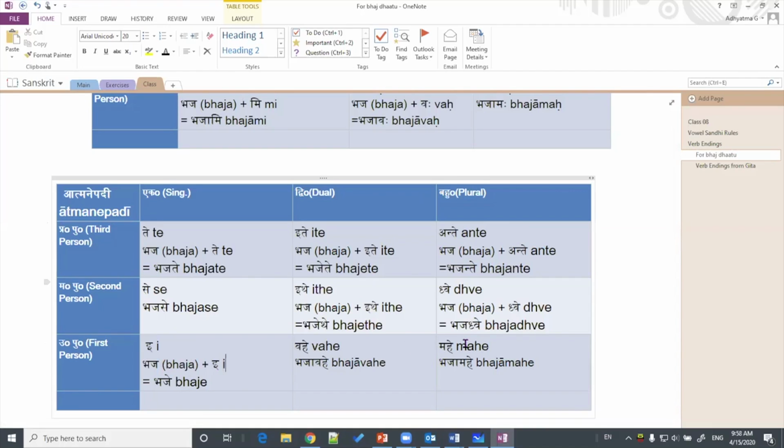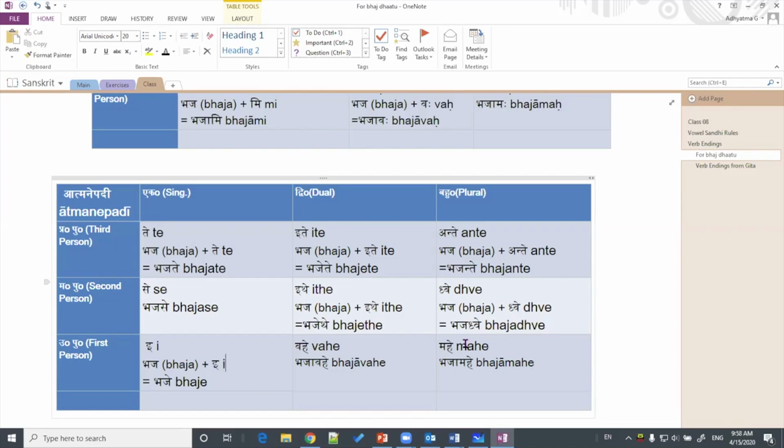Then the question is, if there are two or more sentences in a topic, can parasmaipadi be used in a sentence and atmanepadi for the same ubhayapadi verb in the next sentence? Probably this is not common to do so. It's actually not very uncommon. It is possible to do, and it is okay to do. Sometimes even in the same verse, you might find that parasmaipadi and atmanepadi dhatu is being used.